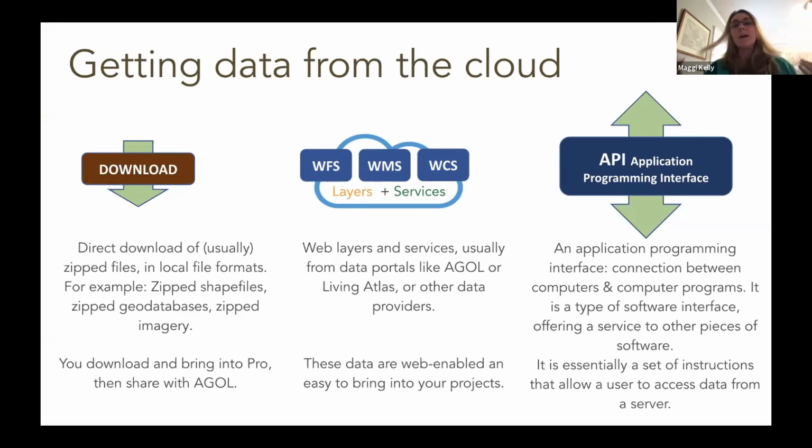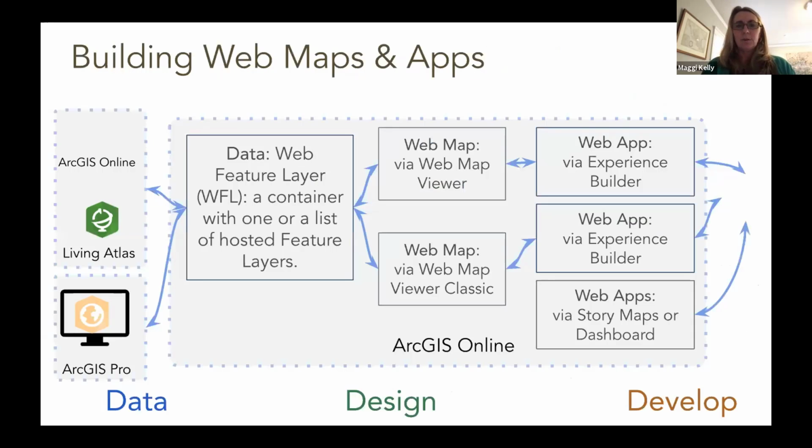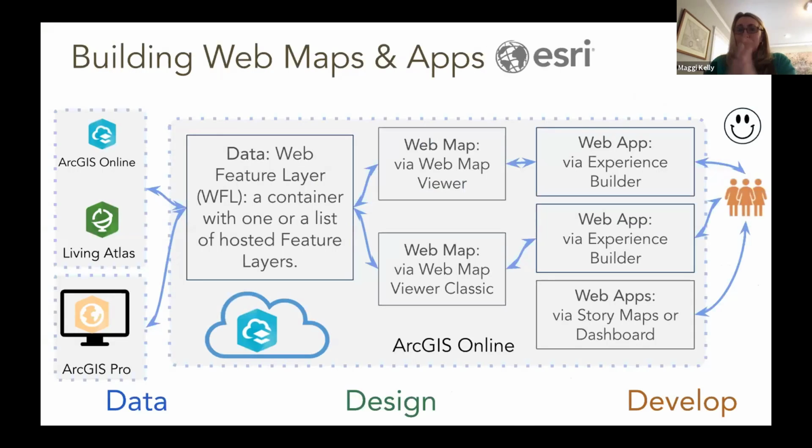Another way, a third way that's also becoming more common, is interacting with somebody's API, or application programming interface. That means they've created a data repository that will allow you to directly link with it through some lines of code and pull that data down. So today we're going to spend most time focused on that middle way, but there's lots of ways to get data into your projects.